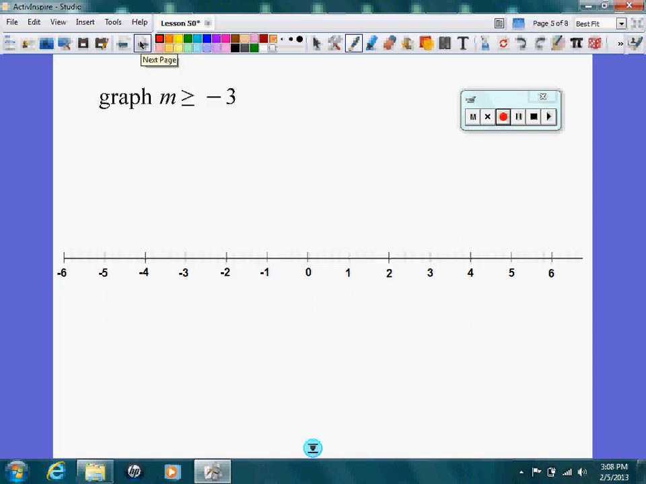Let's graph m is greater than or equal to -3. Okay, we locate -3 on our graph, on our number line. Here's -3. Can it be equal to? Yes, it can. We've got the straight line here. We've got greater than or equal to. So it's a solid dot. And which way does our arrow point? Since it's greater than, m has to be over here to the right of -3. So our arrow would point that direction.